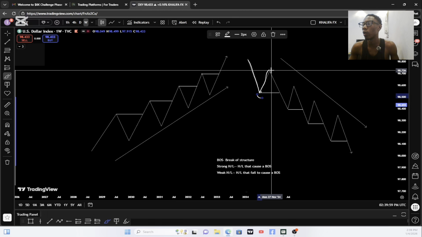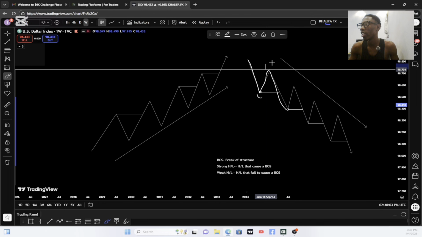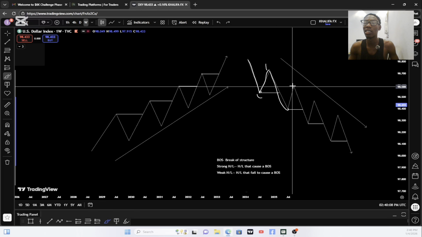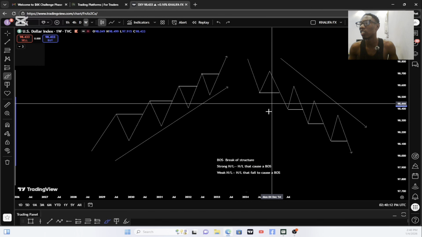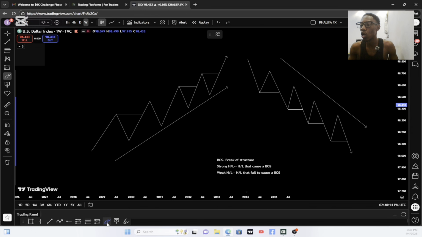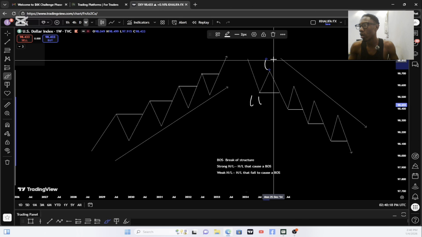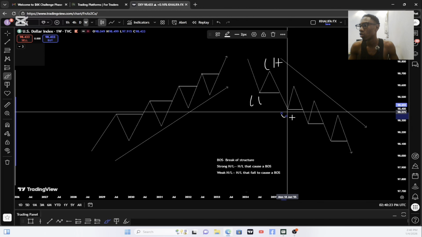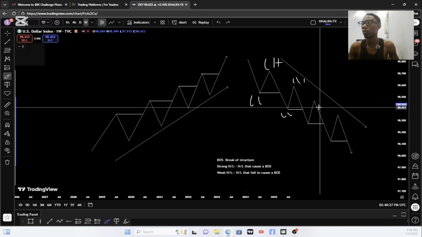And the highest point price traded to before coming back down is here. So this is a high. That's why we say in a bearish market, price is making a series of lower lows and lower highs. Lower low, lower high, lower low, and lower high, right? That's simply what a bearish market is, right?